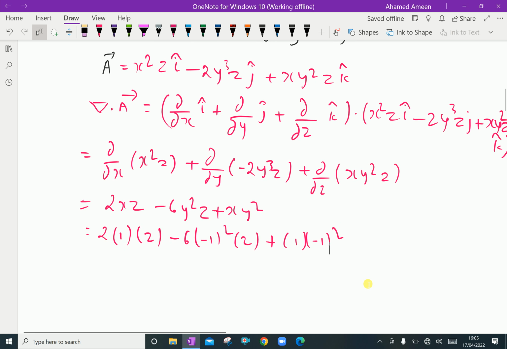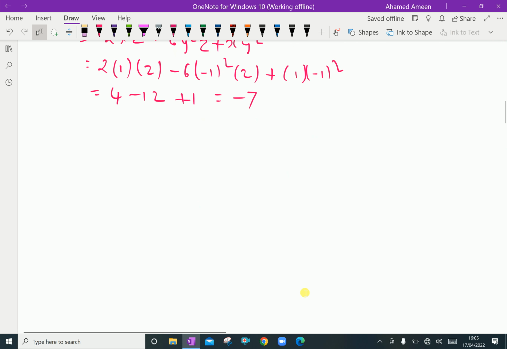Here, which is equal to 4, here minus 1 square is 1, 1 into 2 is 2, 2 into minus 6 is minus 12, and here 1 square is 1 and 1 is 1, plus 1. 4 plus 1 is 5, plus 5 minus 12 is minus 7. Therefore the divergence is minus 7.